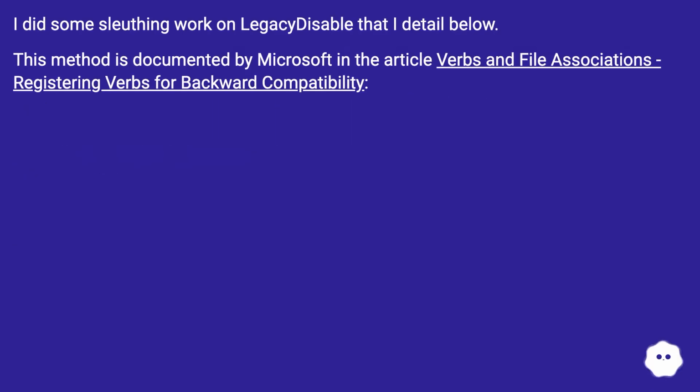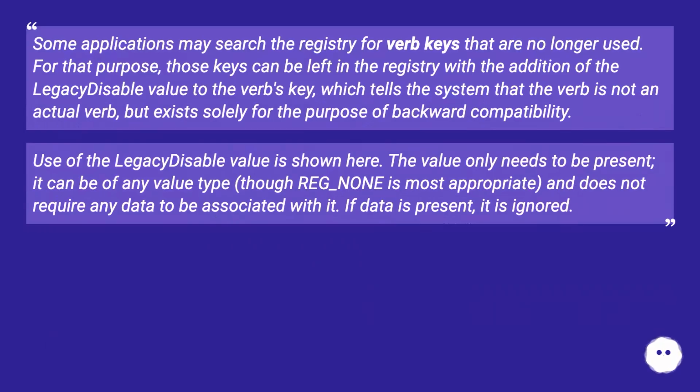I did some sleuthing work on LegacyDisable that I detail below. This method is documented by Microsoft in the article, Verbs and File Associations: Registering Verbs for Backward Compatibility. Some applications may search the registry for verb keys that are no longer used. For that purpose, those keys can be left in the registry with the addition of the LegacyDisable value to the verbs key, which tells the system that the verb is not an actual verb, but exists solely for the purpose of backward compatibility. Use of the LegacyDisable value is shown here.